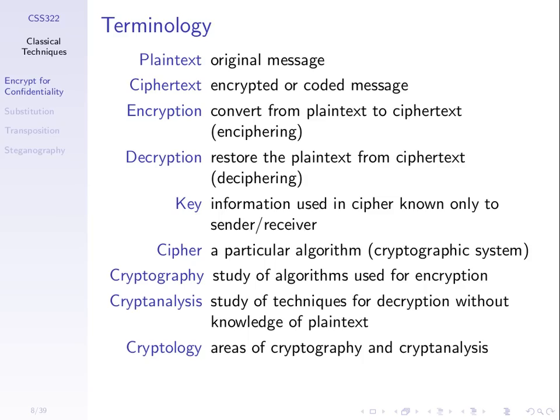This lists some of that terminology. So plain text, our original message; ciphertext is the encrypted or coded output, if we talk about encoding a message. Encryption is the process of converting that plain text to ciphertext. Decryption is the opposite, ciphertext back to plain text. Sometimes called enciphering and deciphering. We have a key, which should be, in most cases, known only to some entities, for example, the sender and receiver. If the attacker knows the decryption key, then our system will not be secure.